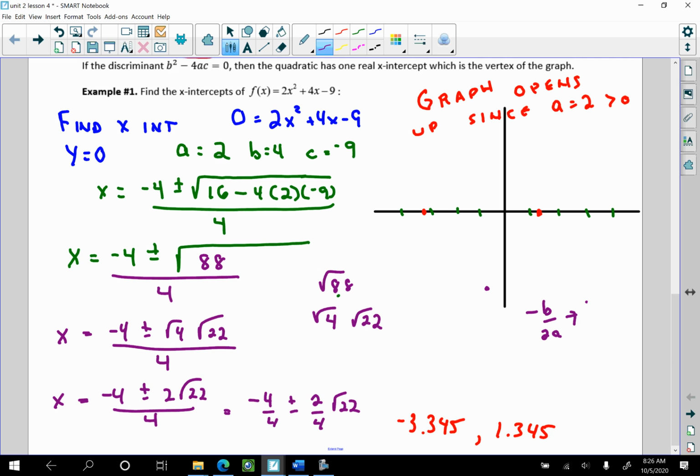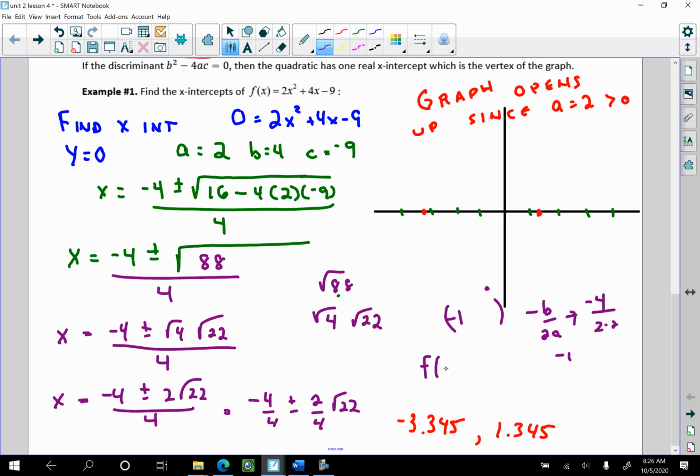Negative b is going to be negative 4, over 2a, which is 2 times 2. And it is indeed going to be -1. So the vertex is -1. If I wanted to find the output of that, I would simply find the function value at -1.